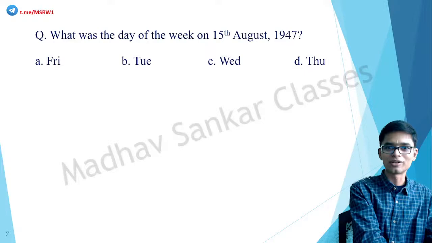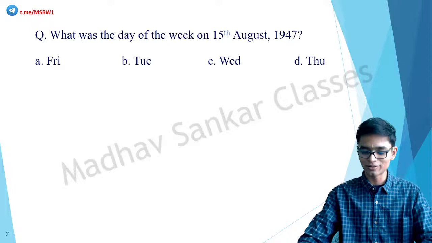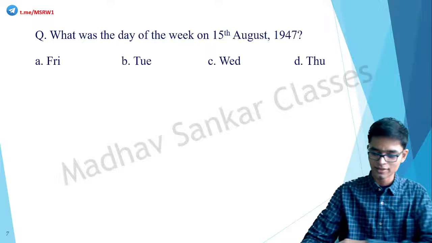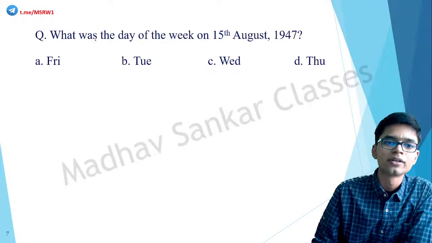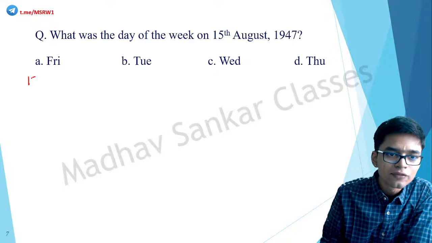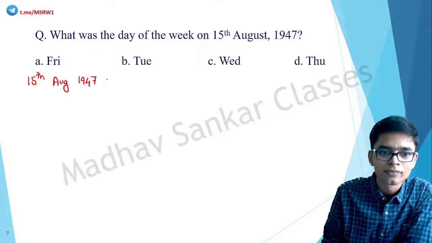If you don't know, we are about to find out what day it was. Let's do it. Any questions, any doubts? No. Feel free to ask any questions if you want. Now, what was the day of the week of 15th of August 1947? How do we do this? 15th August 1947 is equal to.